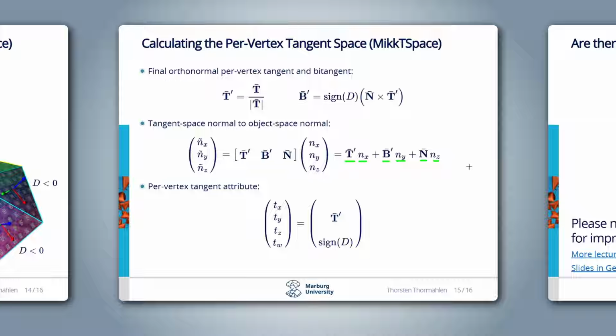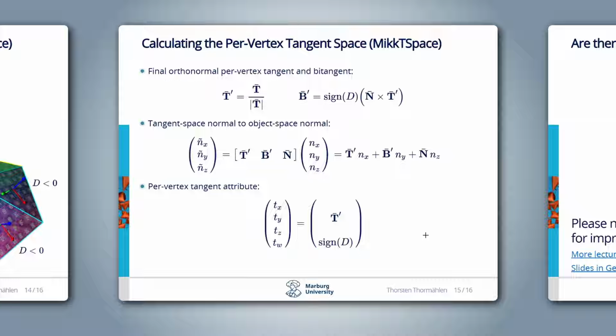As the bitangent can be computed from the tangent and the normal, we do not pass the bitangent as a vertex attribute. Instead, the tangent information is passed to the shader by a four-vector tx, ty, tz, tw. The tx, ty and tz components provide the per-vertex tangent t bar prime and the tw component provides the sign of d. Due to Rule 4 from the previous slide, vertices of the same triangle have the same tw value.